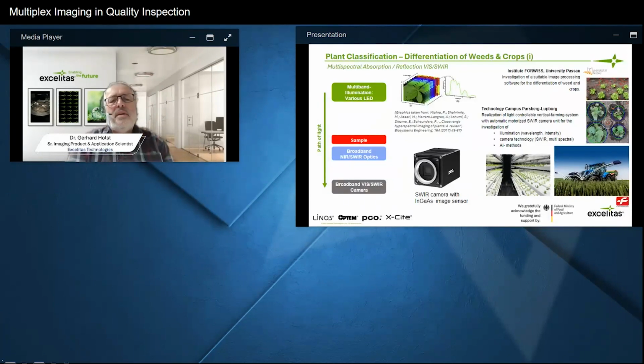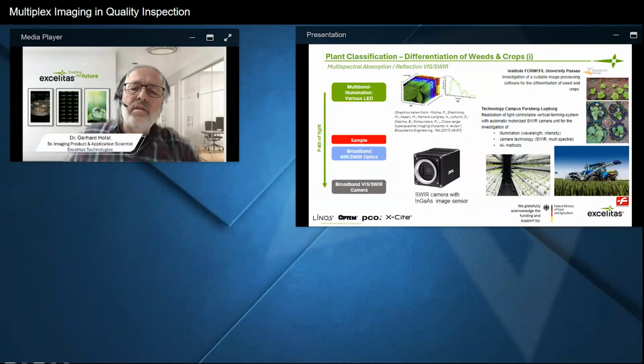Another potential application is in smart farming for plant classification. In this case, this is a research project which heads for differentiation between weeds and crops. If this could be done by a multispectral readout, then it would be possible by mechanical or optical means to destroy the weeds instead of using pesticides.